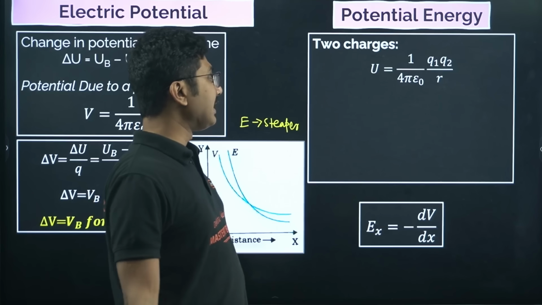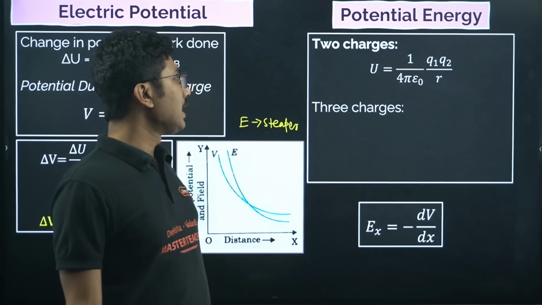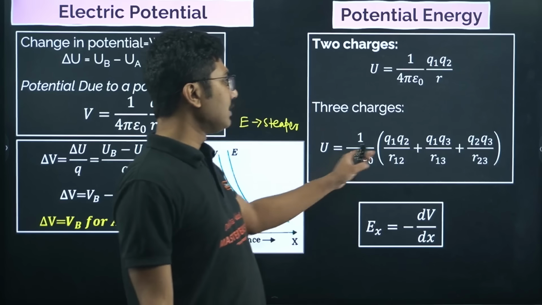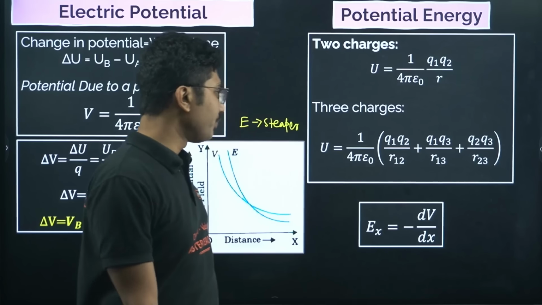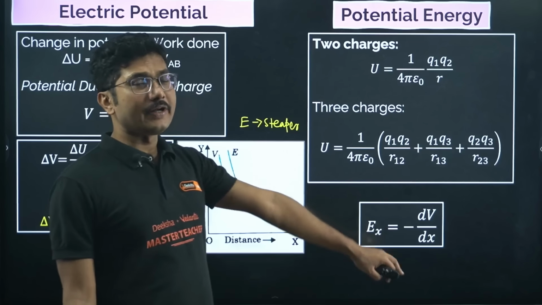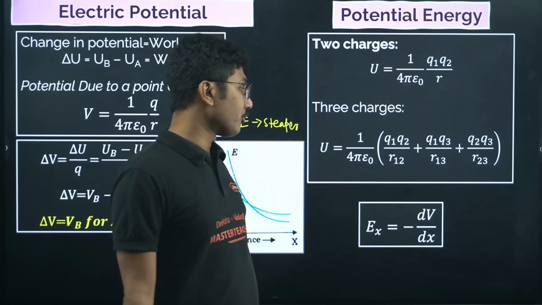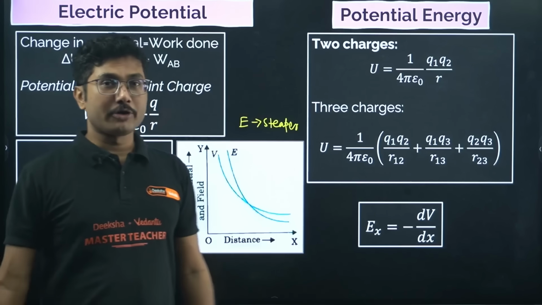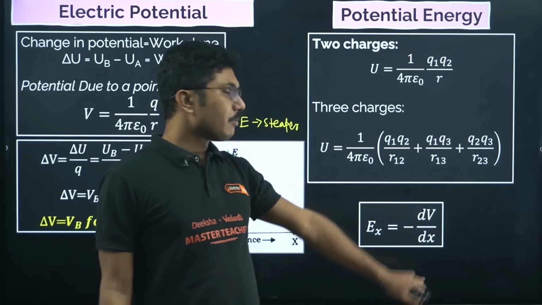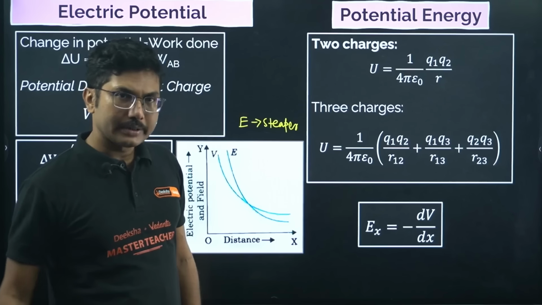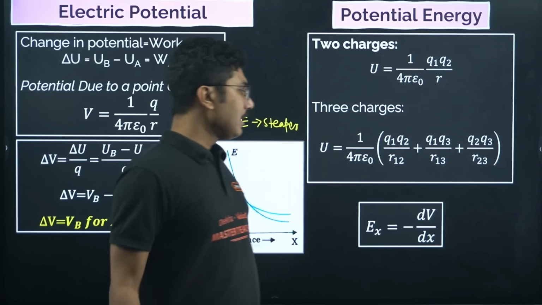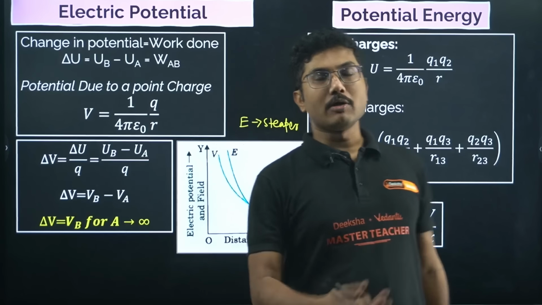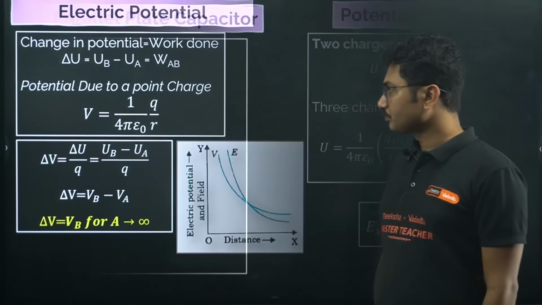Now the potential energy of two charges is given by this, and of three charges by this formula. I hope you have remembered. And the relationship between electric field and electric potential: Ex, the x component of electric field, is given by minus dV by dx, where the y and z components are constant. Similarly, you can calculate the y component and z component as well.